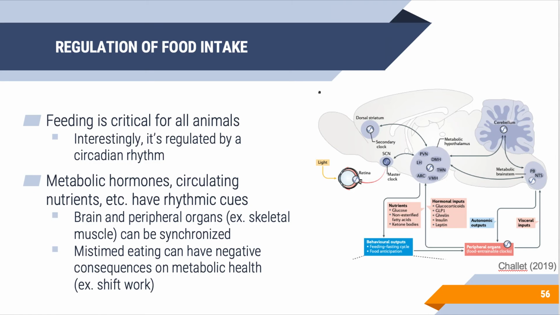So this figure on the right here, you guys don't need to know this obviously, but it's just showing you how complex the integration between peripheral and central organs is in terms of circadian rhythmicity. So we see that there's rhythmicity in terms of hormonal inputs, whether that's ghrelin, leptin, insulin, nutrients, whether that's glucose, fatty acids, ketones, behavior, so feeding pattern cycles, anticipation of meals, etc.